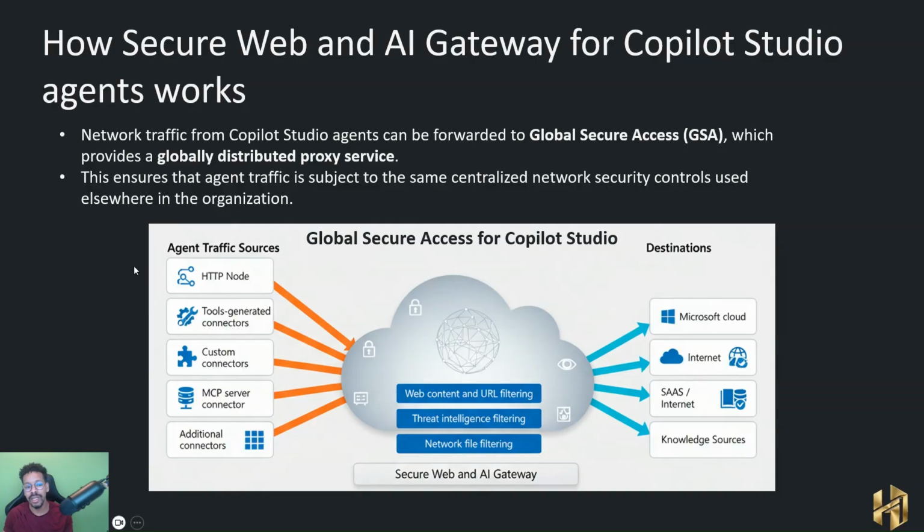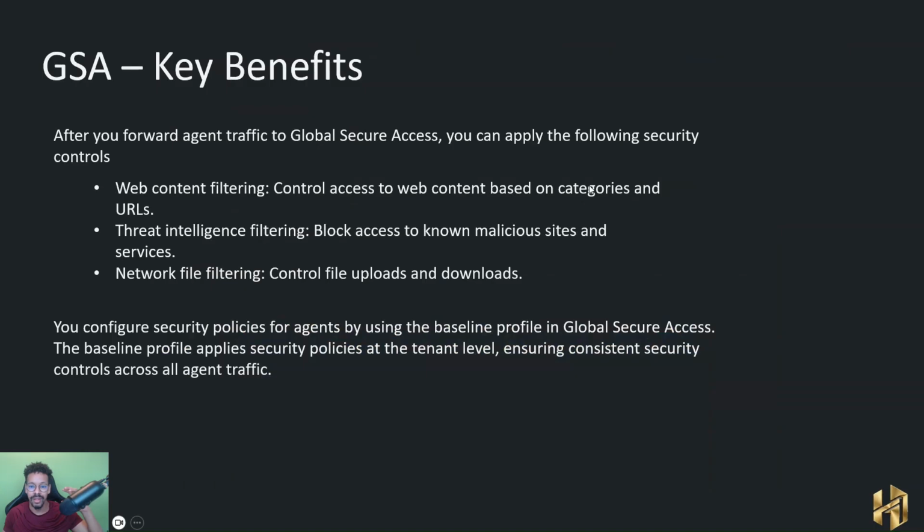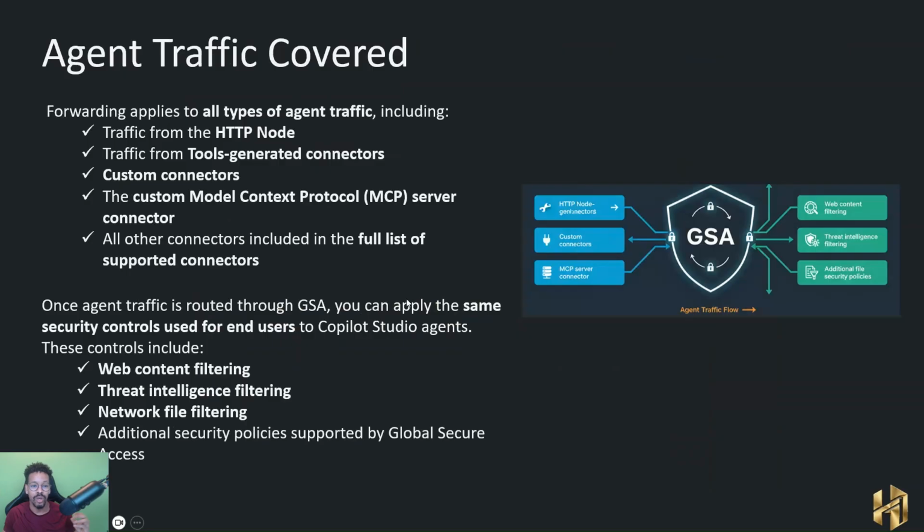So basically, what GSA does, it takes the traffic from your agents and it's forwarded to GSA, which provides the globally distributed proxy service. So the keyword here is centralization, the centralized network security. We already covered this in the other video, the MCP and all of this, and you can have these types of controls for your agents, and that's web content filtering, threat intelligence filtering, and network file filtering. We will look into this when we create the policies themselves.